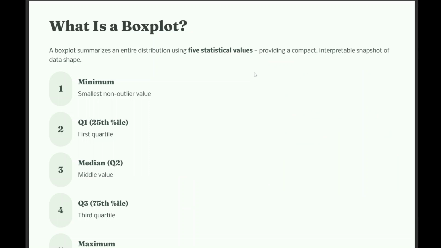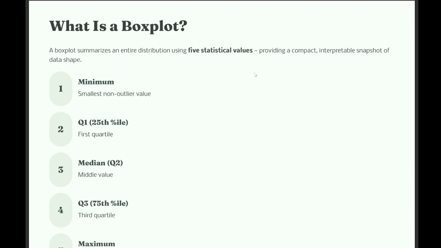Now, what's a box plot? In simple terms, a box plot is a tool that summarizes an entire distribution using 5 statistical values. It's something we are going to come across in machine learning, and we're going to do so much of that. It provides a compact, interpretable snapshot of the data shape: the minimum, that's the smallest non-outlier value, and Q1, the 25% quartile, that's the first quartile.